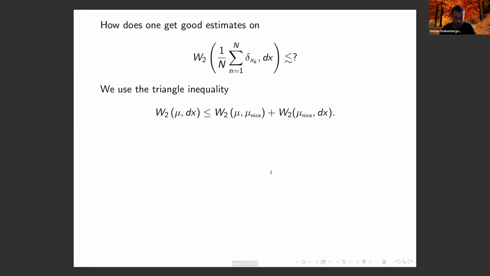But there is a trick, and I mentioned the trick on Wednesday as well, which is you can use a triangle inequality. You split up the problem. First you make your measure a little bit nicer, because the problem in high dimensions is Diracs are very singular. But if you replace a Dirac by a very narrow Gaussian, it's basically the same measure, but certainly very smooth. It's in all the Sobolev spaces. Then you can use the Peyre estimate to bound the cost of transporting from the nice measure to the flat measure.